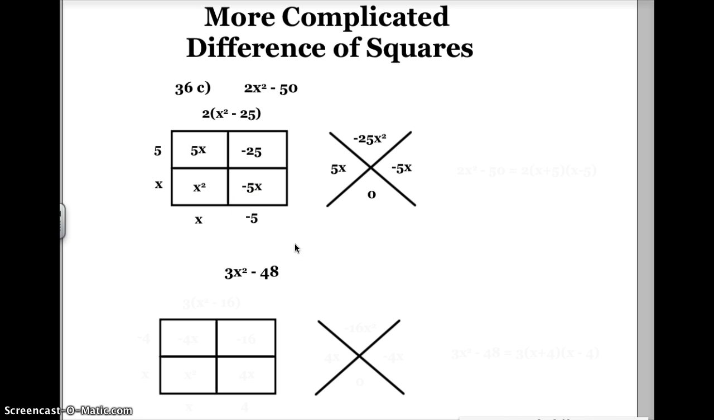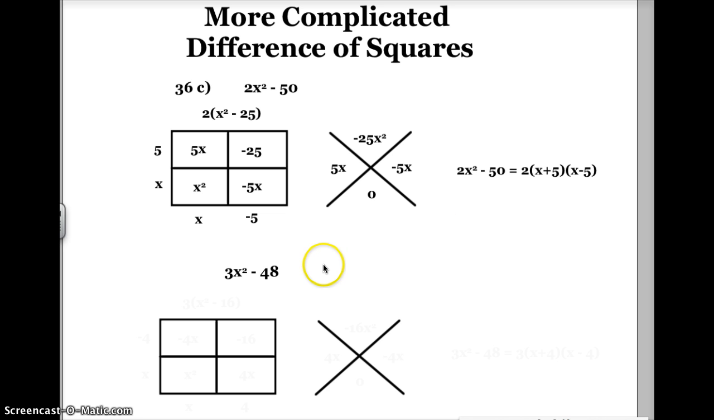Now when I write this as a product, because it's written as a sum up there, I'm going to do the same thing I did in my factoring quadratics 2 problems. I need to make sure that I have that 2 in there, and then I'm going to multiply it times x minus 5 and x plus 5. So it should look something like this: 2x squared minus 50 is equal to 2 times x plus 5 times x minus 5.